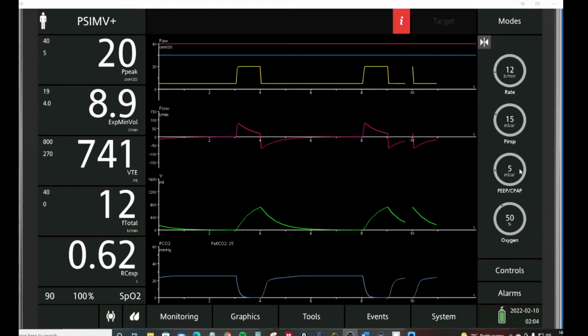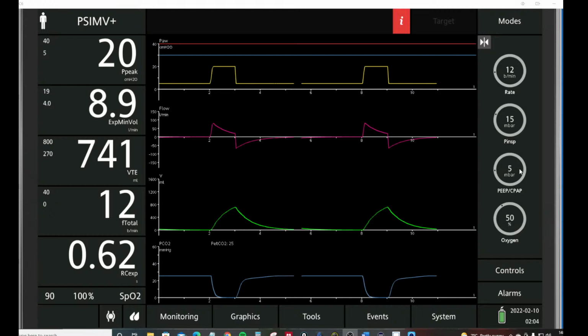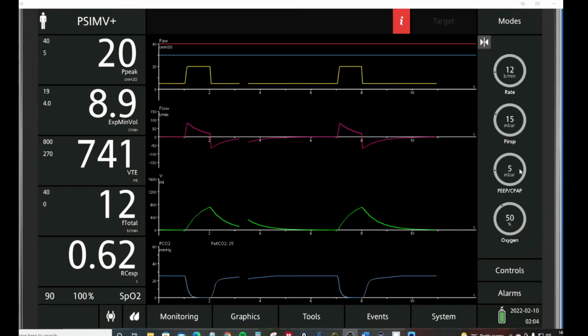The next value up is the PEEP or CPAP. Well, let's just talk about PEEP for now. So I did a video 2 weeks ago about PEEP. And PEEP is generally set for most patients as a minimum of 5 centimeters.